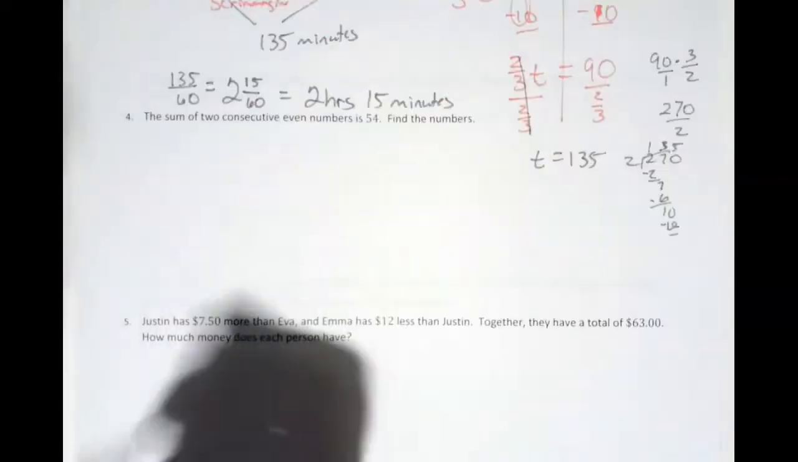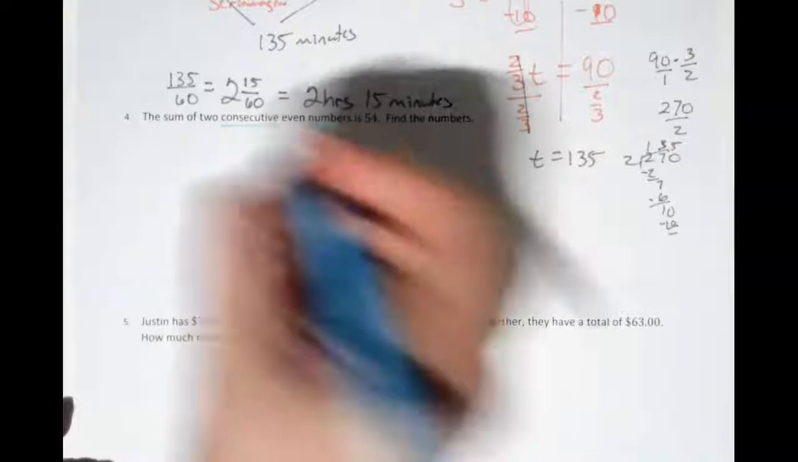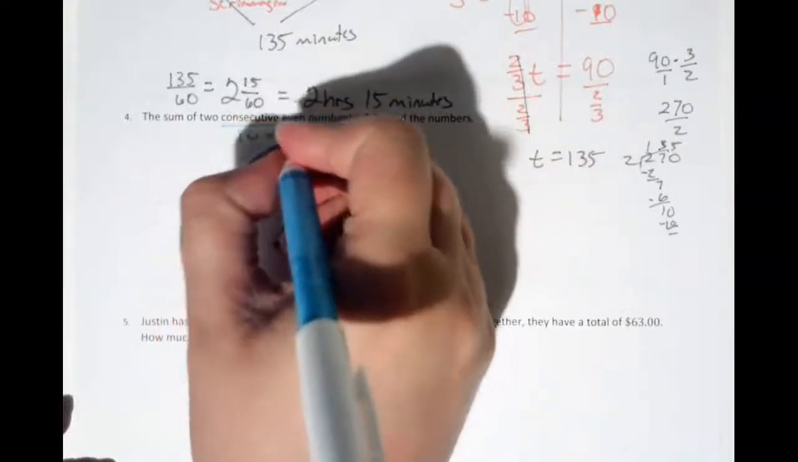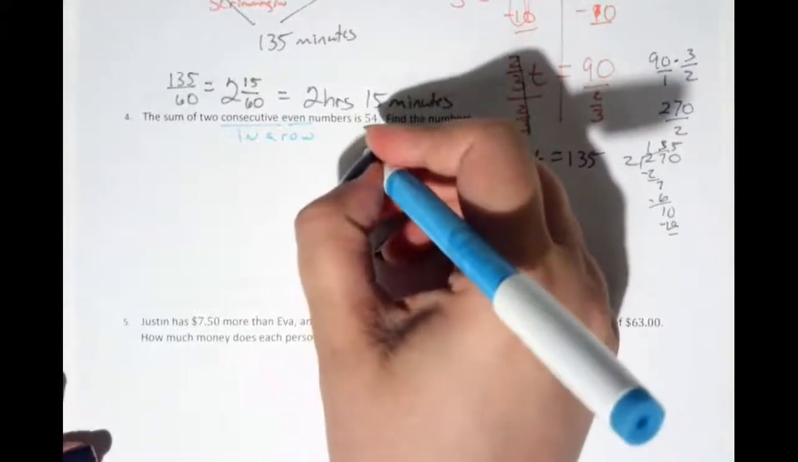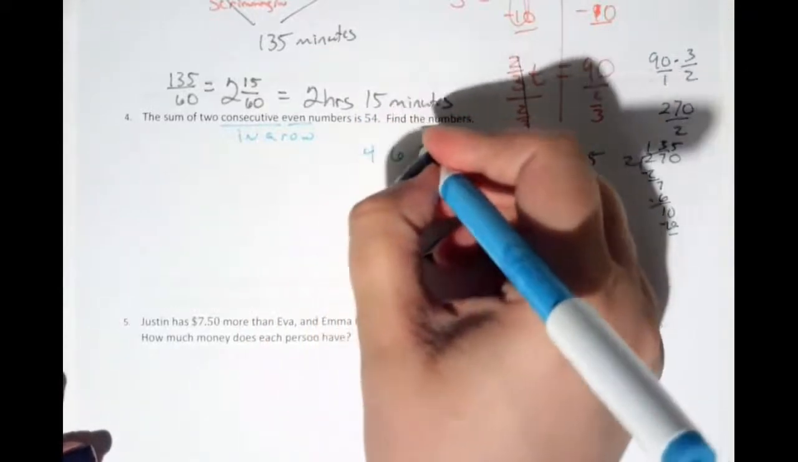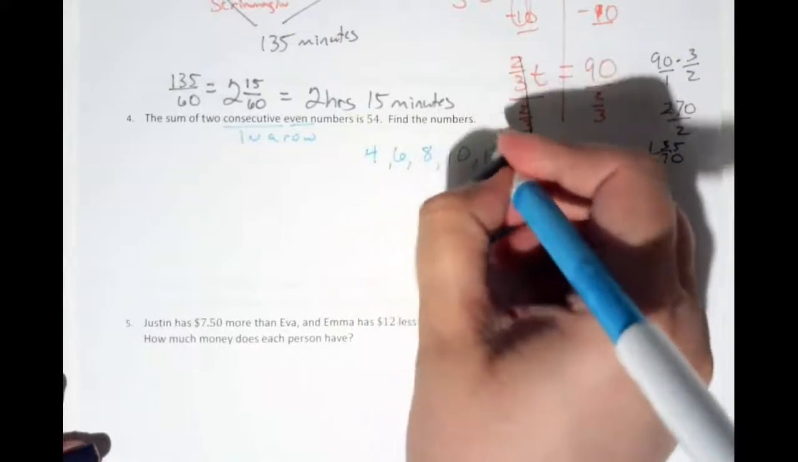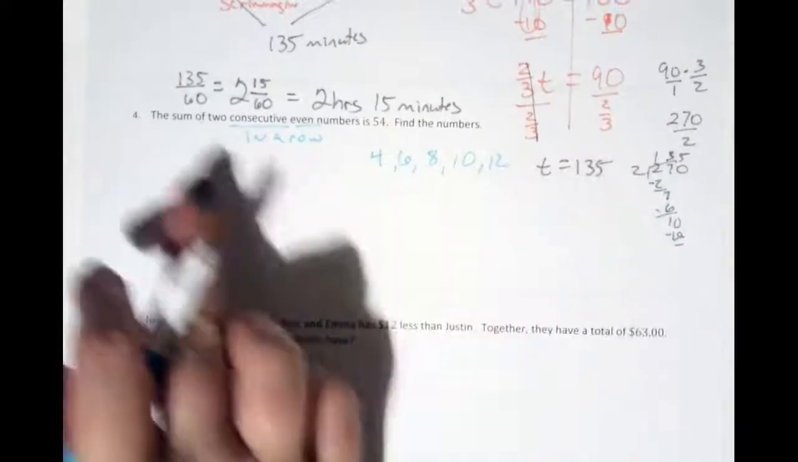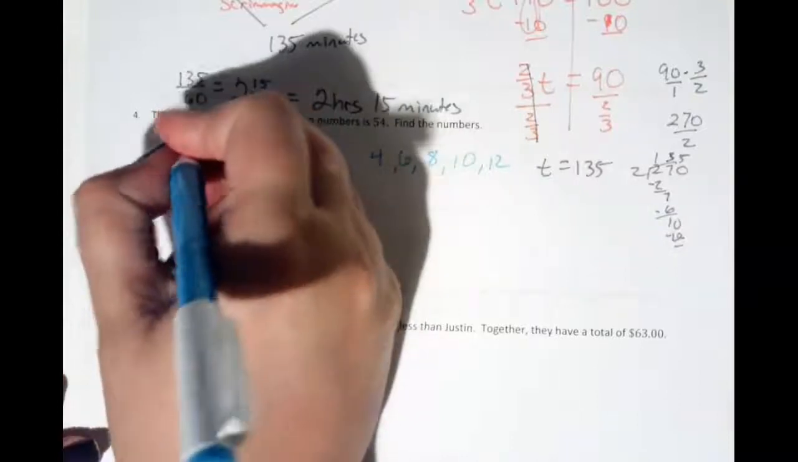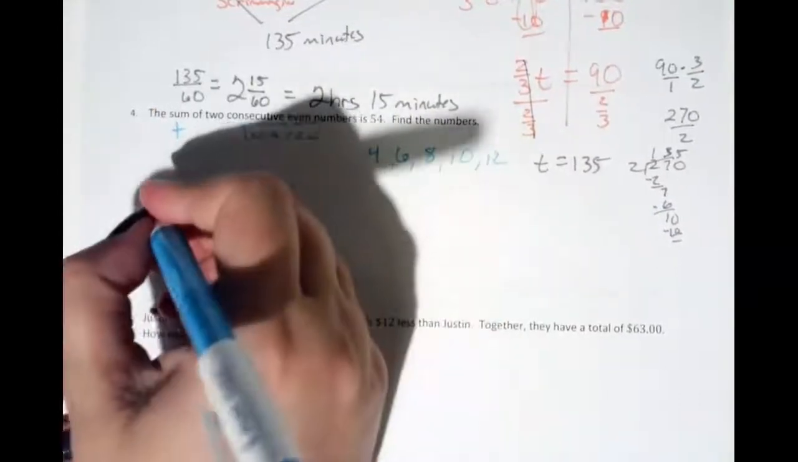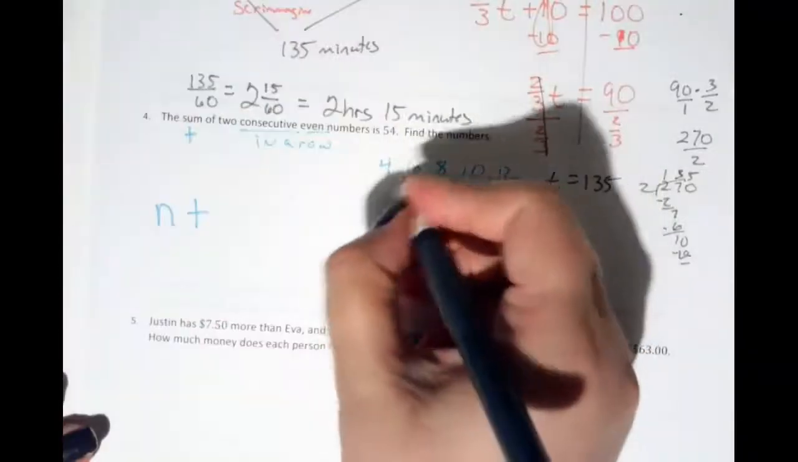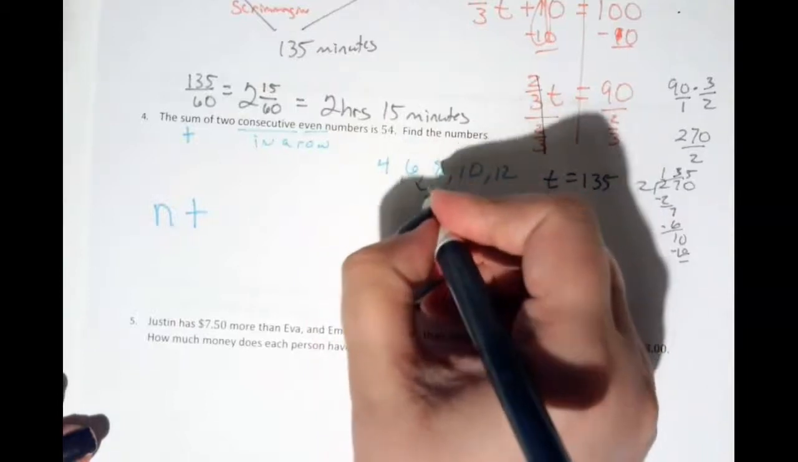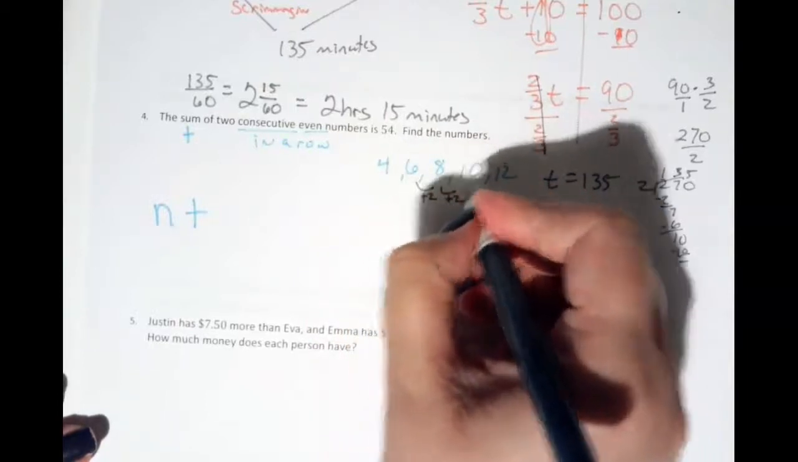For this question, I have to know some vocabulary words. Consecutive means in a row. So consecutive even numbers would be like 4, 6, 8, 10, 12. Okay, they're in a row. So the sum, which means add, of two consecutive even numbers. So I've got a number plus the next even number. To get from one even number to the next, looks like I'm adding 2 consistently.